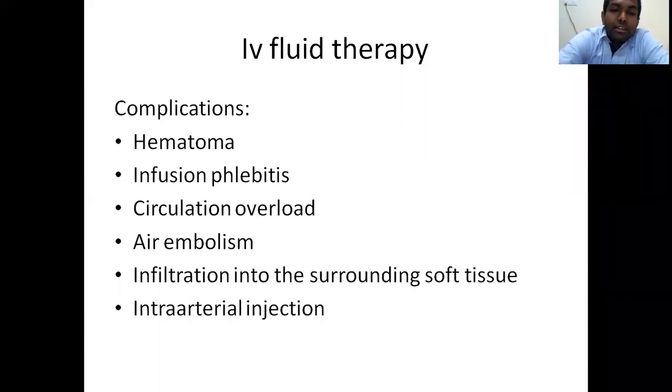What are the complications? The patient might develop a hematoma at the site. There can be infusion phlebitis, damaging the vein or artery. And if given too much, it causes circulatory overload. There might be air embolism that can be fatal. There may be infiltration into the surrounding soft tissue causing edema, or there may be an intra-arterial injection when it is not supposed to be given into the arterial route.